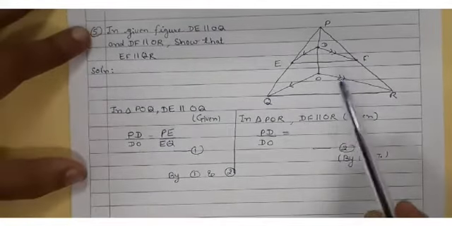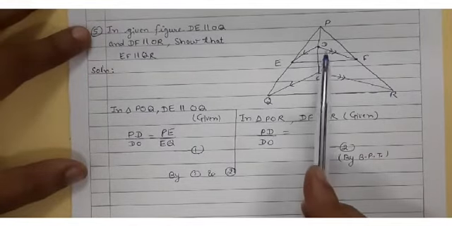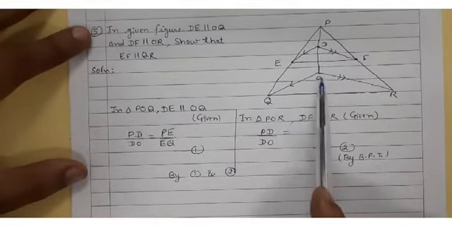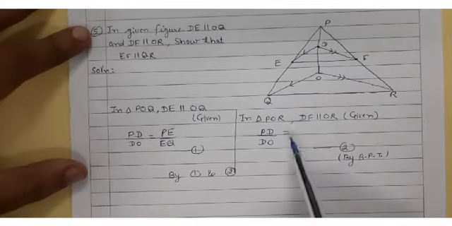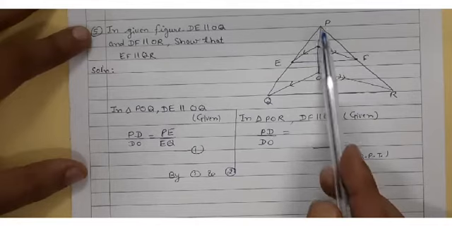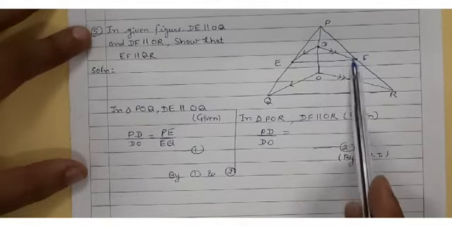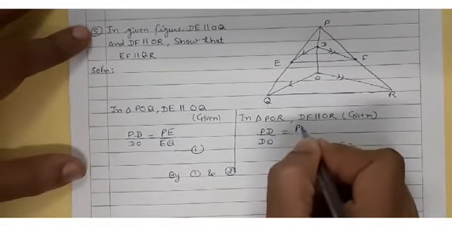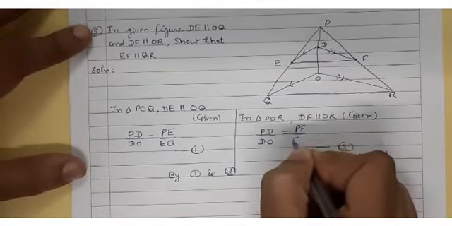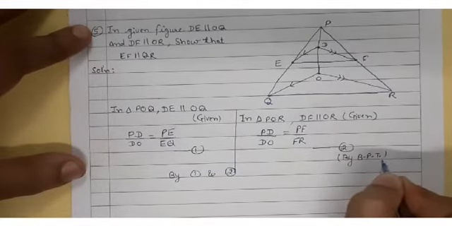Now I am taking another triangle, that is POR. In this one, DF is parallel to OR. Then by BPT theorem, PD upon DO is equal to PF upon FR. So I have to write here PF upon FR. This is equation number 2 by BPT theorem.